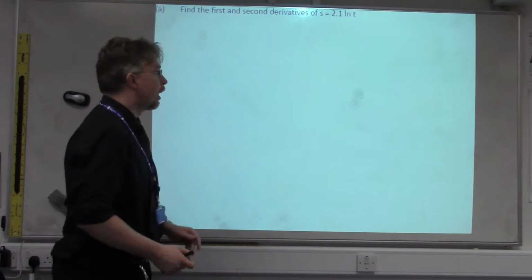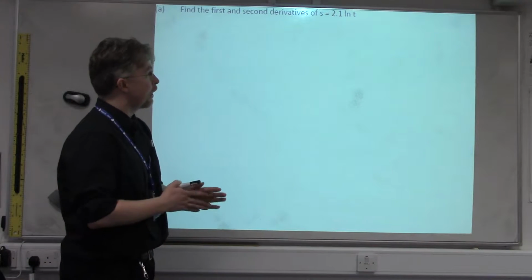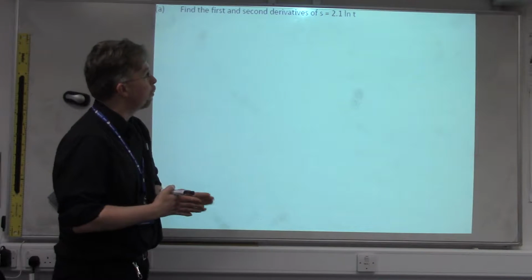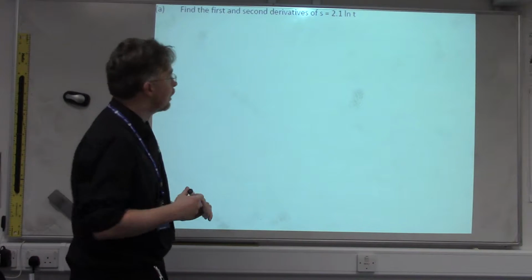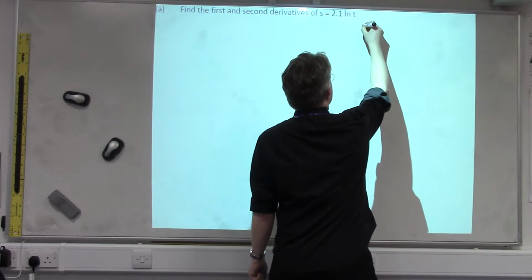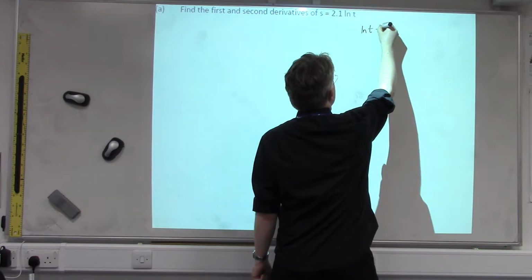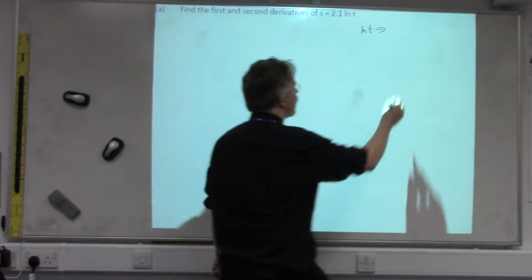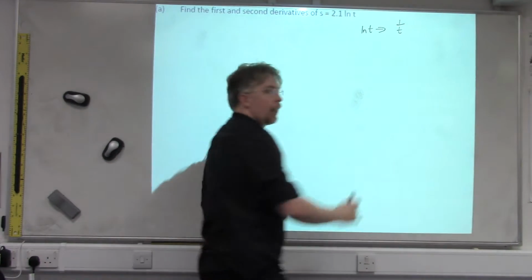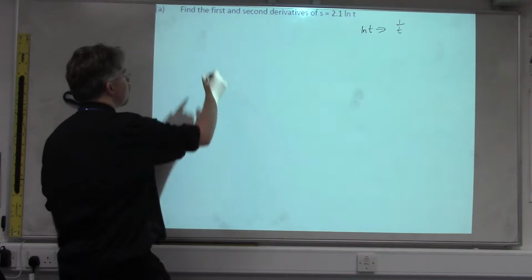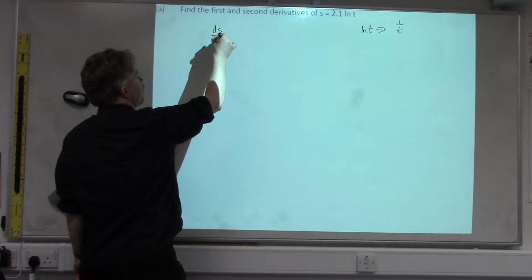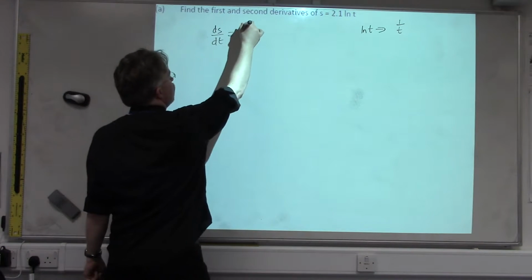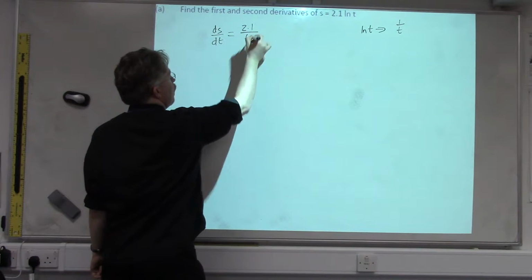As we've done in the last few sections, we need to find the first and second derivative of a function. In this case, s equals 2.1 ln t. When we differentiate ln t, it goes to 1 over t. So when we differentiate this function, ds by dt, we've got the 2.1 at the front, so it becomes 2.1 over t.